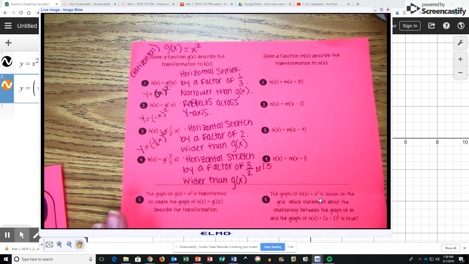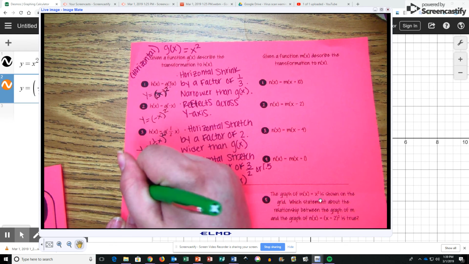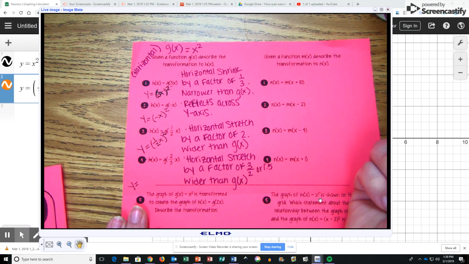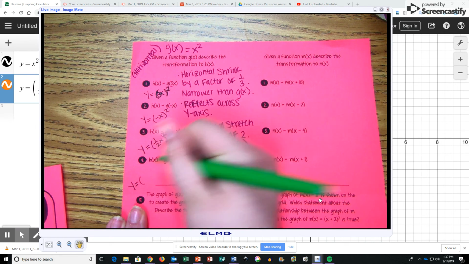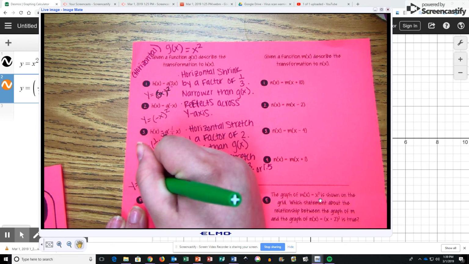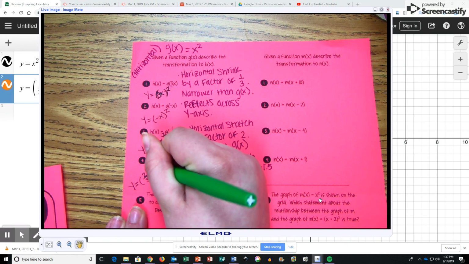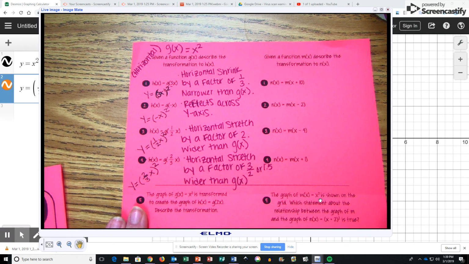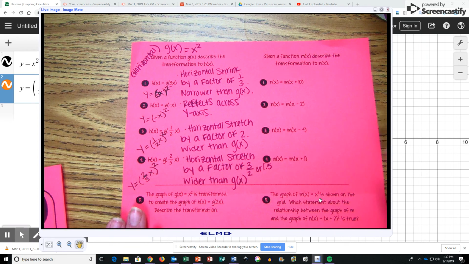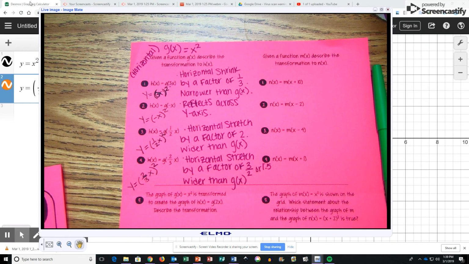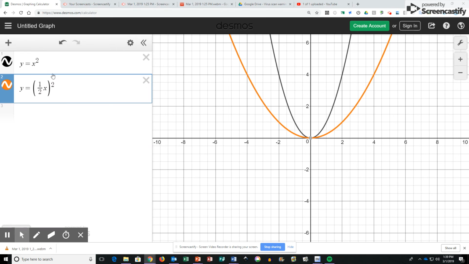The last thing I have to do here is write my equation. y equals parentheses 2/3 x close parentheses squared. All right, last one, we're just going to go ahead and double check and graph. We'll change this to 2/3. Okay, and it got wider, just a little bit wider than my parent function.